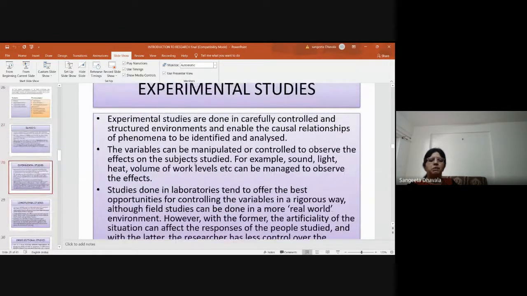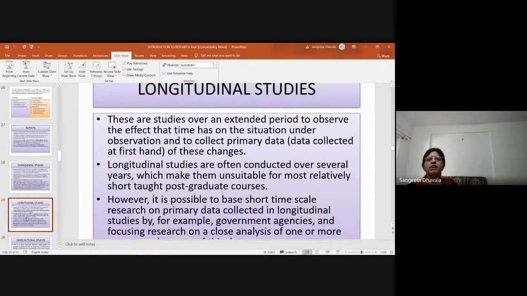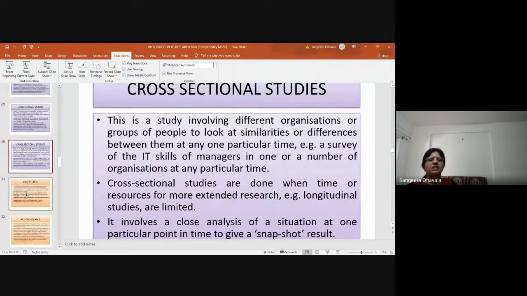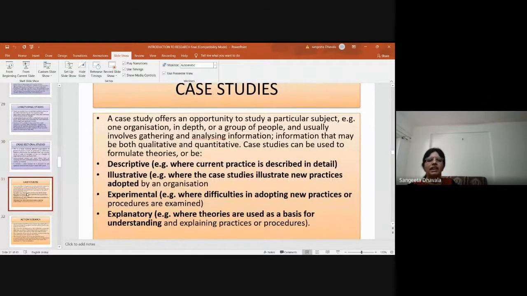Then we have the experimental studies where you have the experimental group and the control group. We have the longitudinal studies. Then we have the cross-sectional studies. Now, what are the case studies? Case studies is like one particular thing stands out and you can write on that.